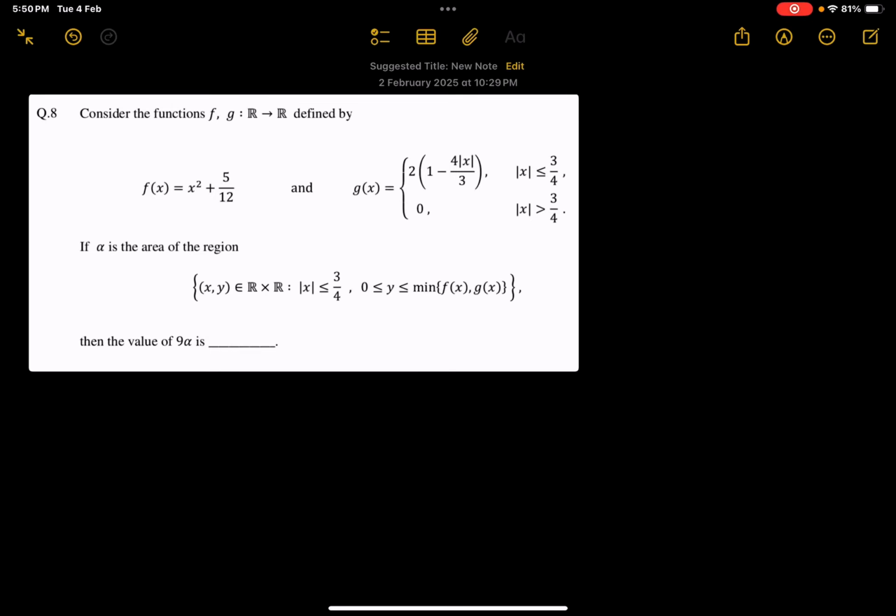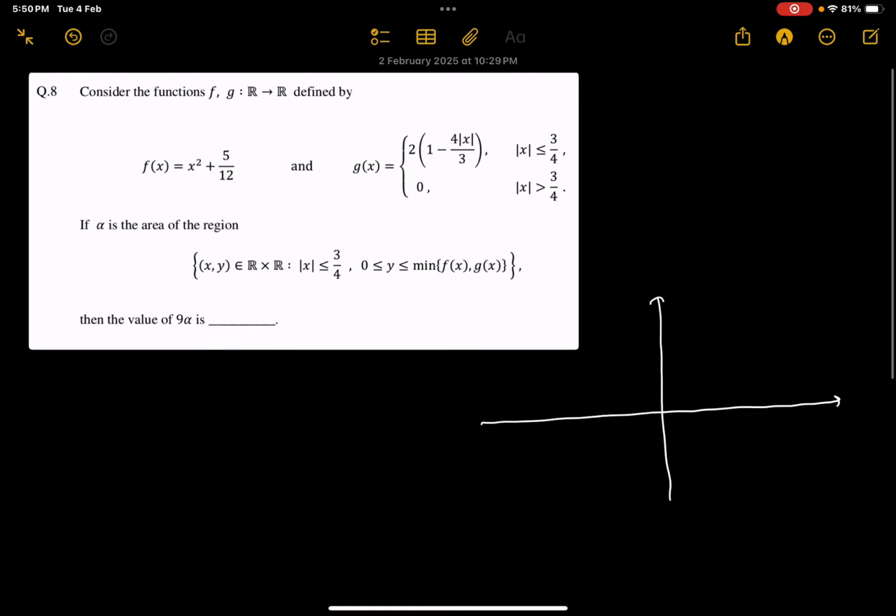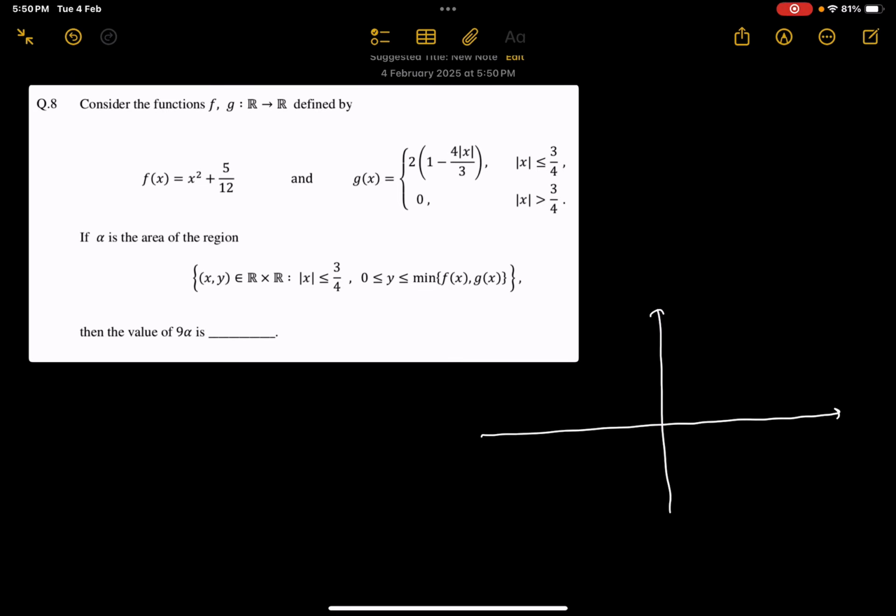With this we have 1 from area under the curve. So let's start by plotting the curve. Note that f and g both are even functions and we need to find the area from minus 3 by 4 to 3 by 4. We'll just double the area from 0 to 3 by 4.